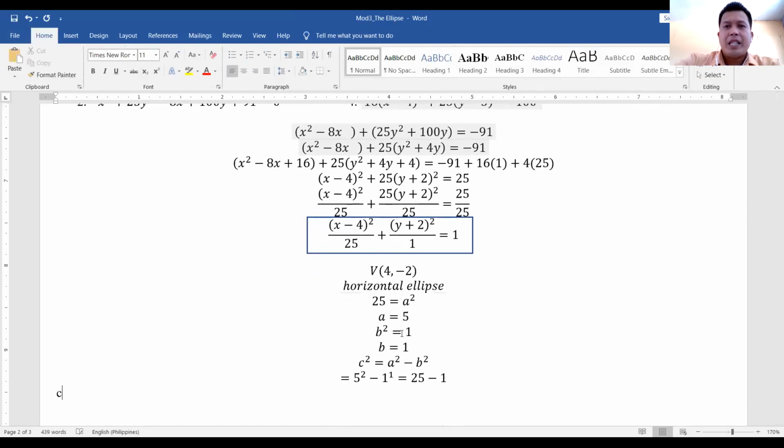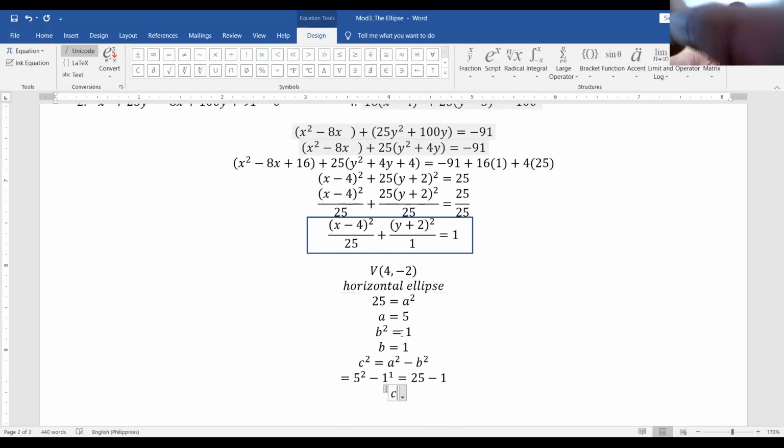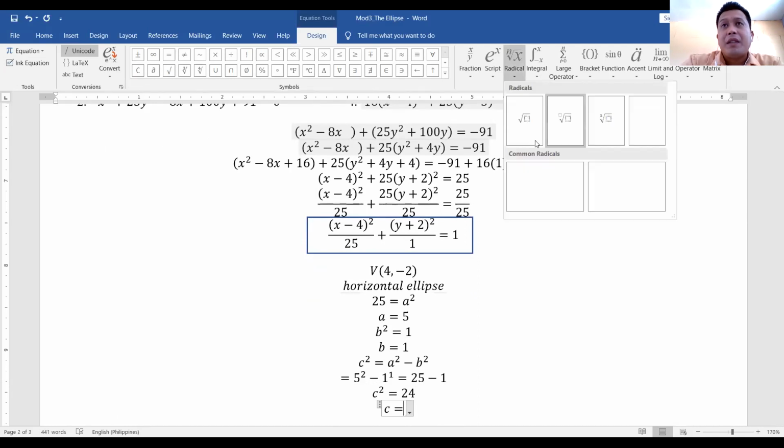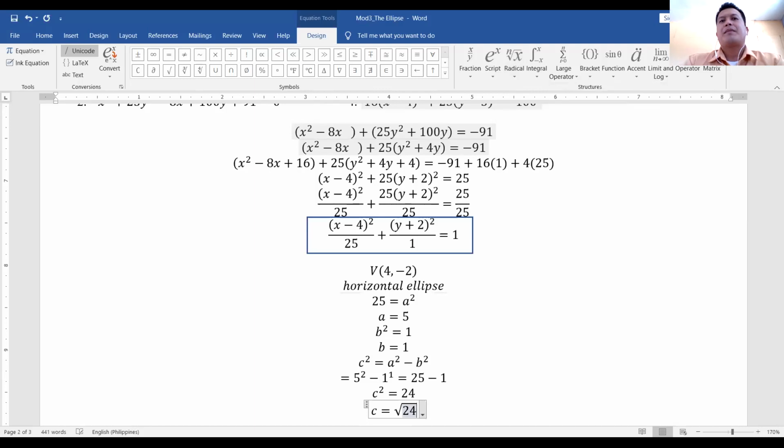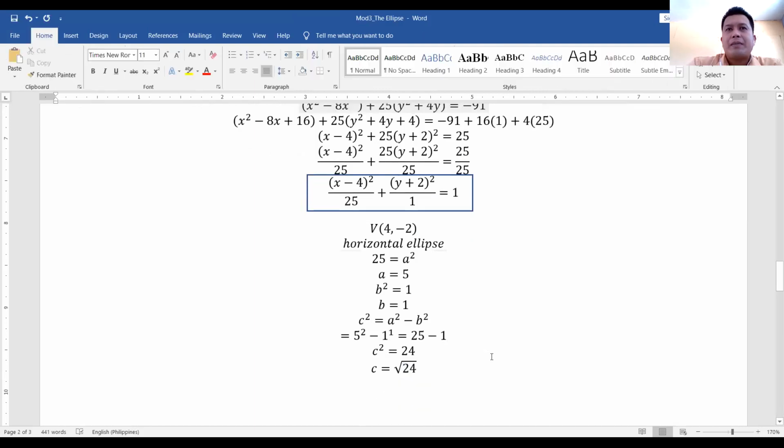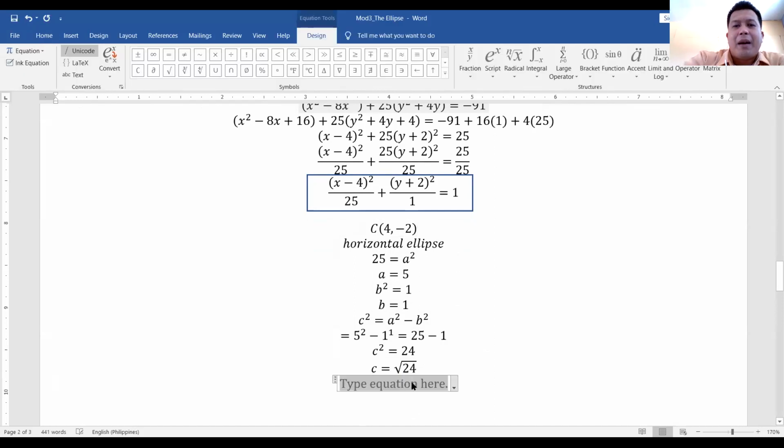So therefore, C squared is equal to 24. C, therefore, is equal to the square root of 24. Okay? So from these values, class A, B, and C, we can now determine the coordinates of your vertices. Oh, by the way, this is not the vertex. I'm sorry, this is the center. So the value of your vertices can be computed from the center.